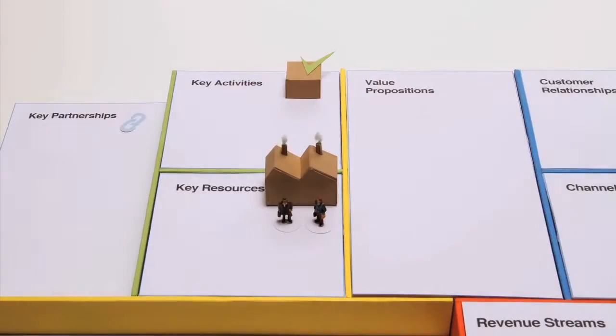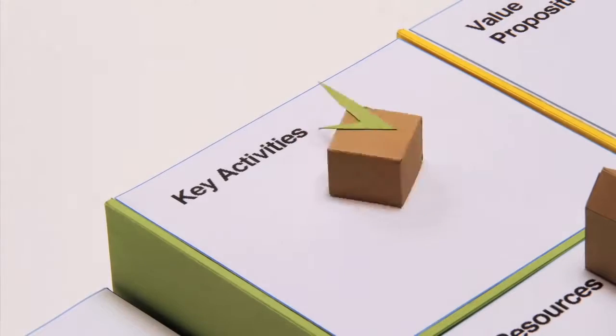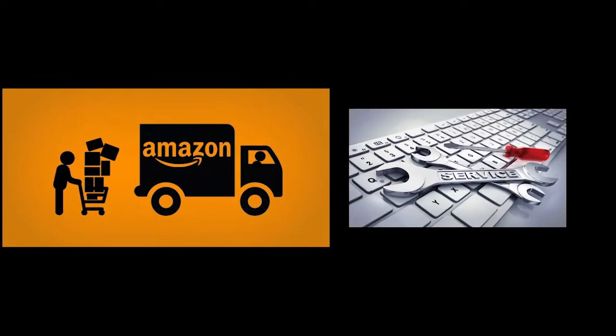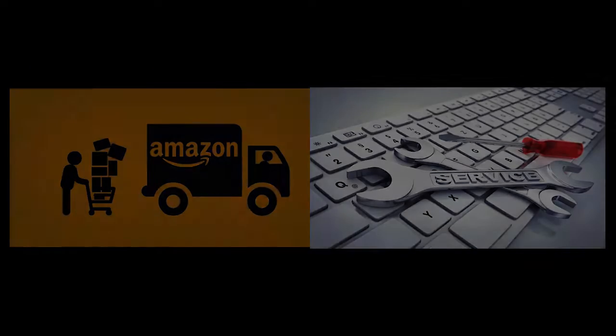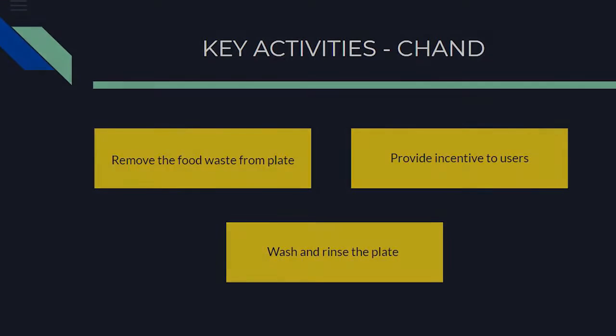Hello, my name is CHANDRESHAH and I'll be explaining the key activities for our business model canvas. Key activities are important tasks that fulfill the business purposes. It could be in the form of product or services or a combination of both. The key activities for our product are divided into three.